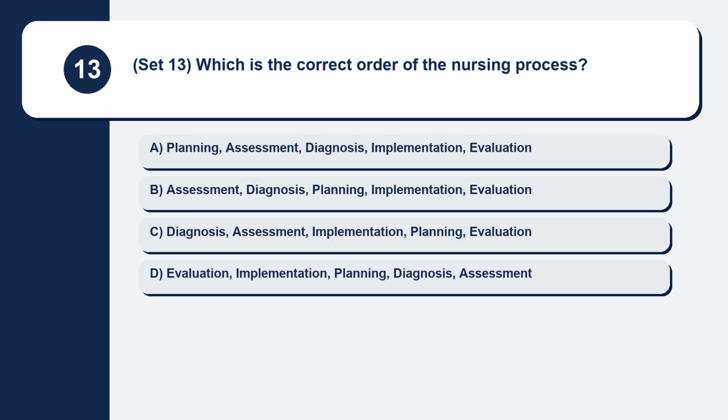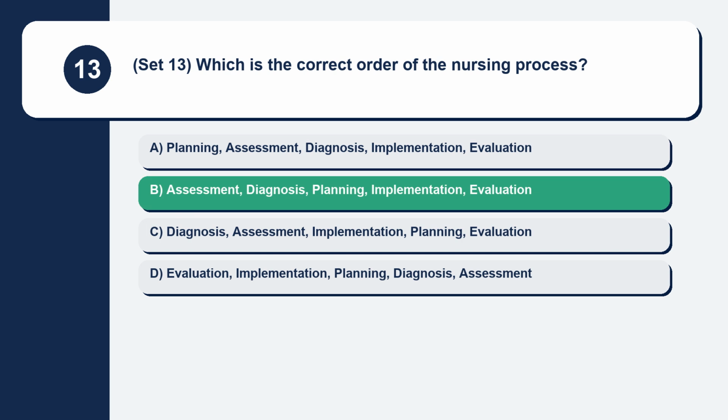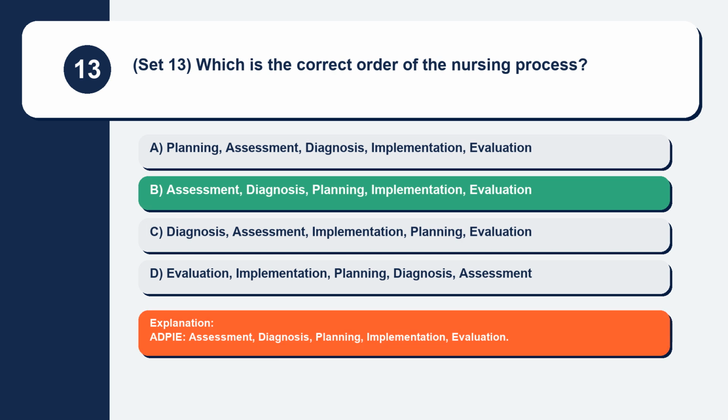Question 13, Set 13. Which is the correct order of the nursing process? Planning, assessment, diagnosis, implementation, evaluation. Assessment, diagnosis, planning, implementation, evaluation. Diagnosis, assessment, implementation, planning, evaluation. Evaluation, implementation, planning, diagnosis, assessment. ADPIE: assessment, diagnosis, planning, implementation, evaluation.